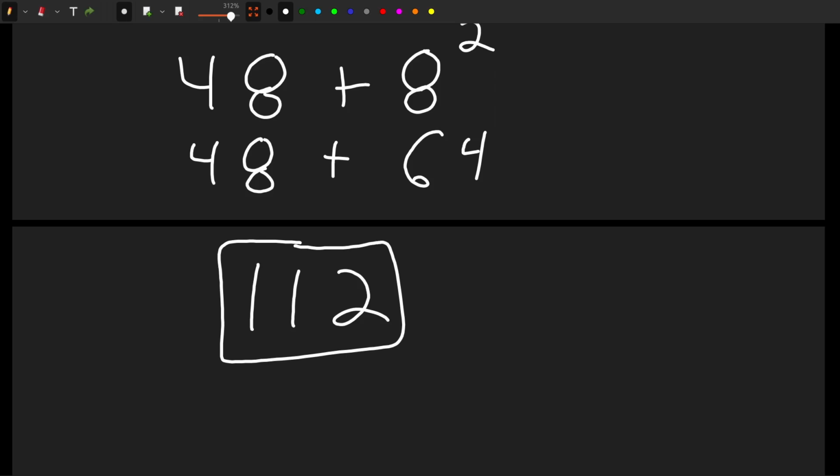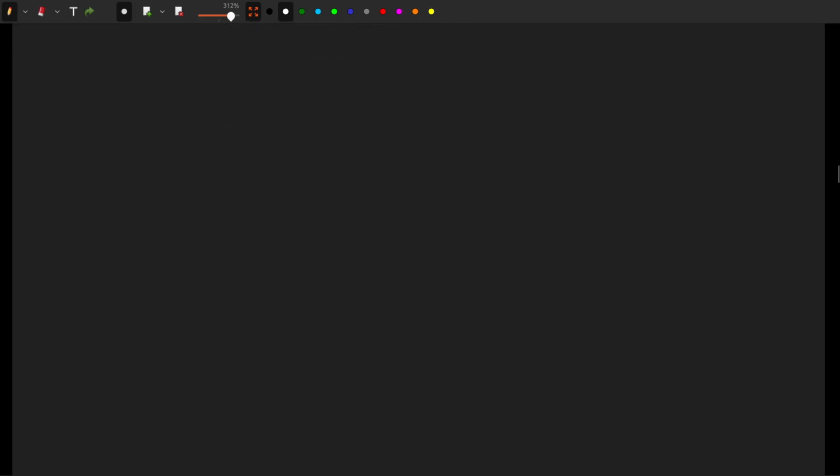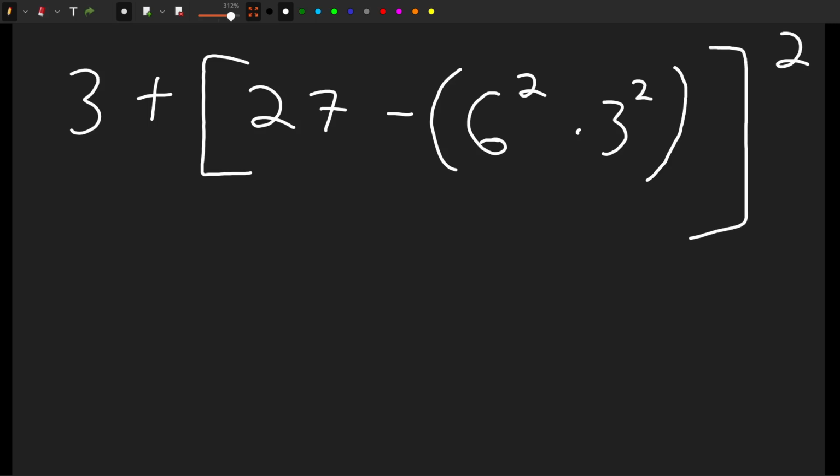However, here is where they get fun. Do the next problem now. We'll have 3 plus, we're going to group this, 27 minus, and then we're going to have an inner group now, 6 squared times 3 squared. And that closes our inner group, and then our outer group ends also, and this whole thing is squared. Okay. I'm actually going to redo this just a bit.